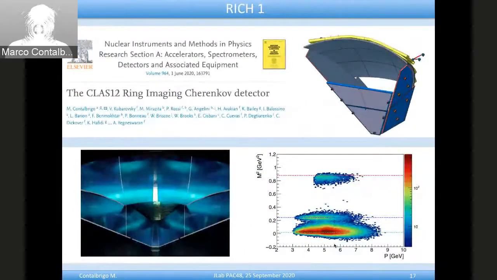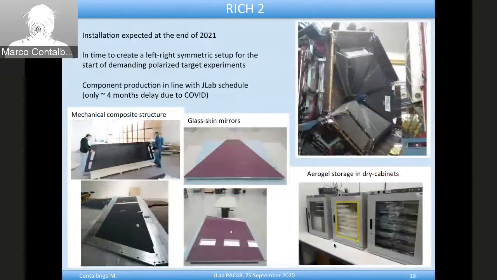So now I'm flashing about the hardware that we are developing for this run group. The first is the RICH, I already mentioned, that is working properly, at least the first module that was installed before starting the data taking is able to identify the particles in the wanted momentum range. And the second RICH module is under construction in an advanced stage and is planned to be installed next year, at the end of next year, to create a symmetric setup that would be pretty suitable for experiments with a transverse target. So we'll provide a left-right symmetric setup.